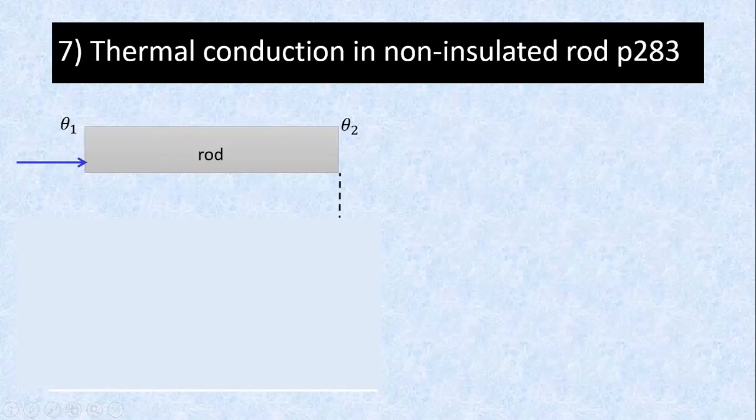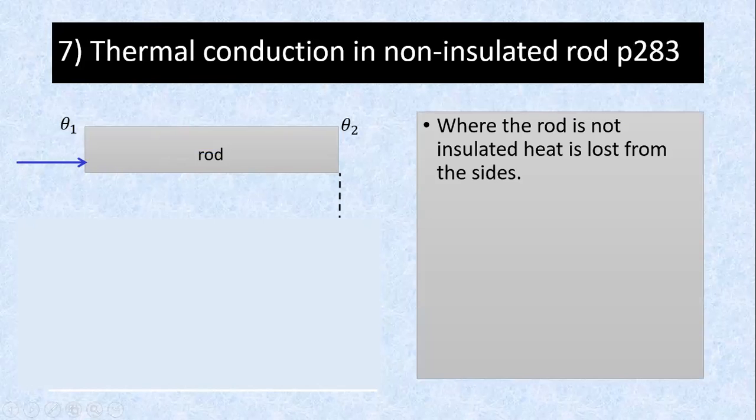Non-insulated rod, page 283. It's just like a pipe that's leaking. Not insulated means it's like a pipe leaking, the water will leak out. So at the end there, you may not have any water coming out if you leak too much. So the rod is not insulated, heat is lost from the side. Maybe only a little will go through or none will go through. The rest will be lost at the side as it goes along.